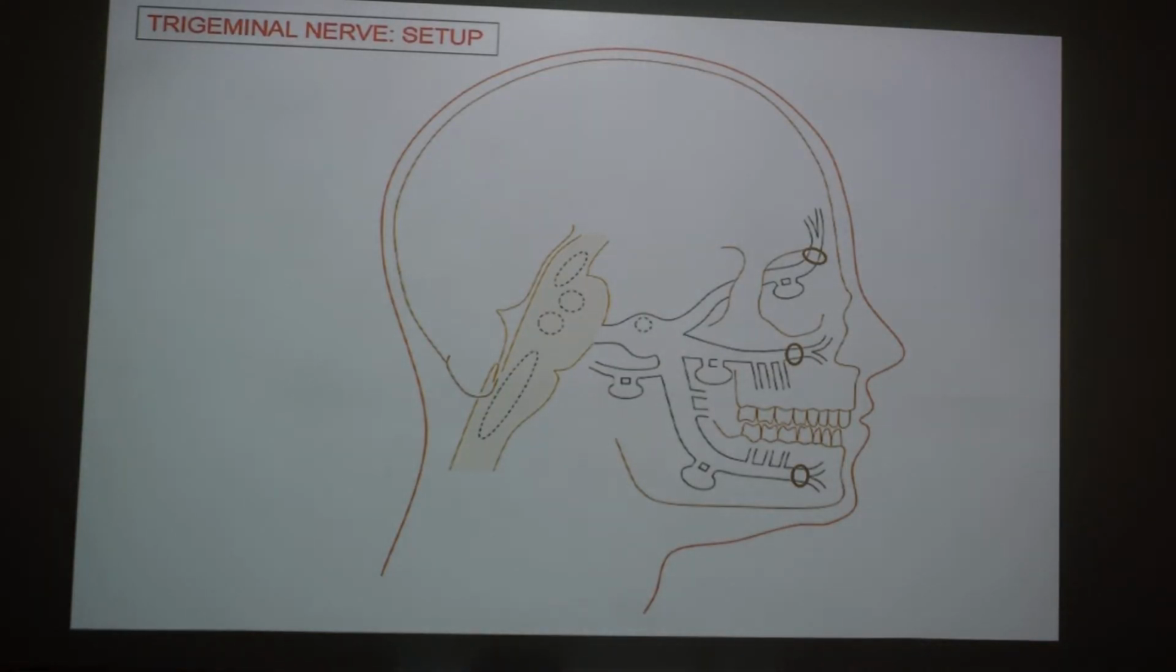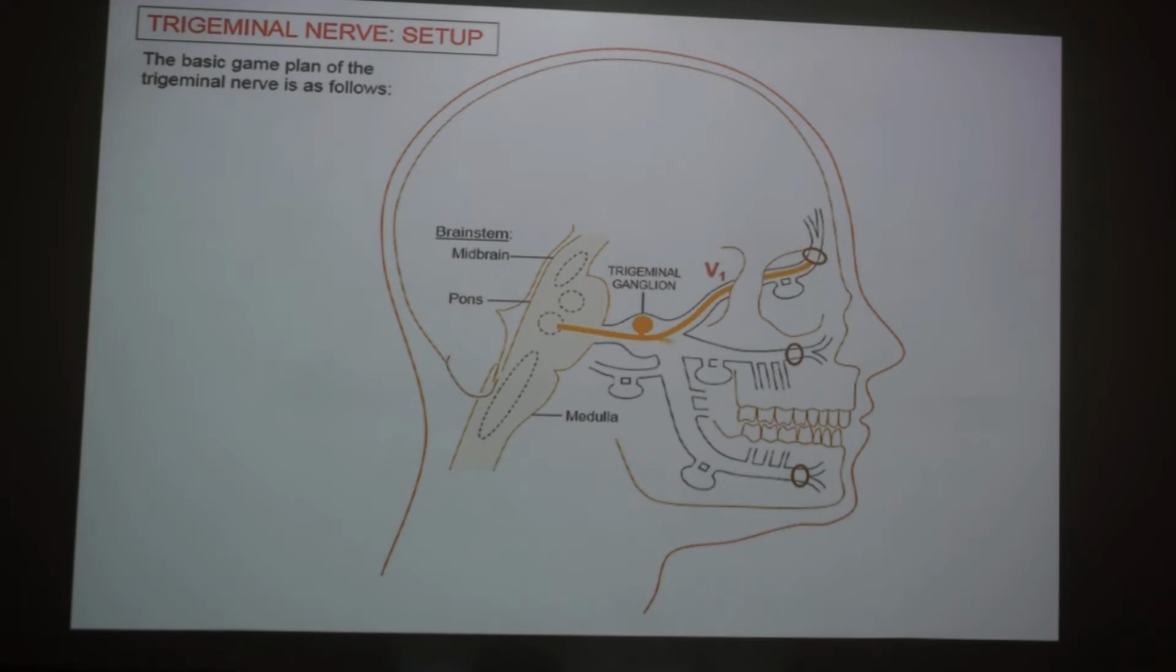Okay, now let's look at the setup of the trigeminal nerve. So, this is the brainstem, this is the midbrain, pons and medulla. You have the trigeminal ganglion in the middle cranial fossa, just in front of the petrous temporal bone. This trigeminal ganglion is going to give branches V1, V2, and V3. So you have the ophthalmic division, the maxillary division, and the mandibular division of the trigeminal.